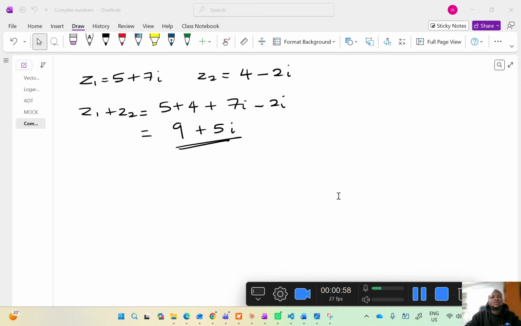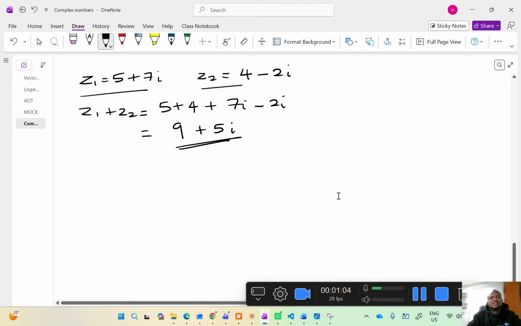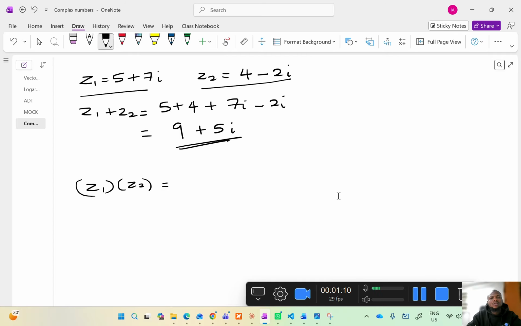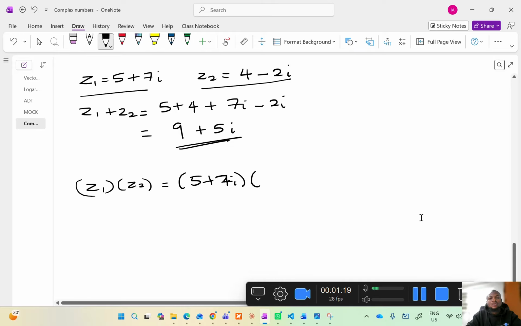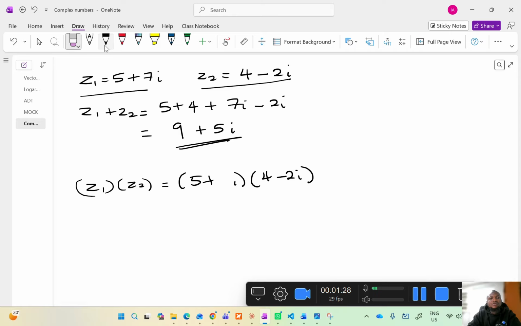Then also you can multiply two complex numbers. For example, the same example z1 and z2, I can find z1 multiplied by z2. Okay, so when you want to do this, this will become 5 plus 7i multiplied by 4 minus 2i. Let me write this properly. So it's just the normal way of multiplication.